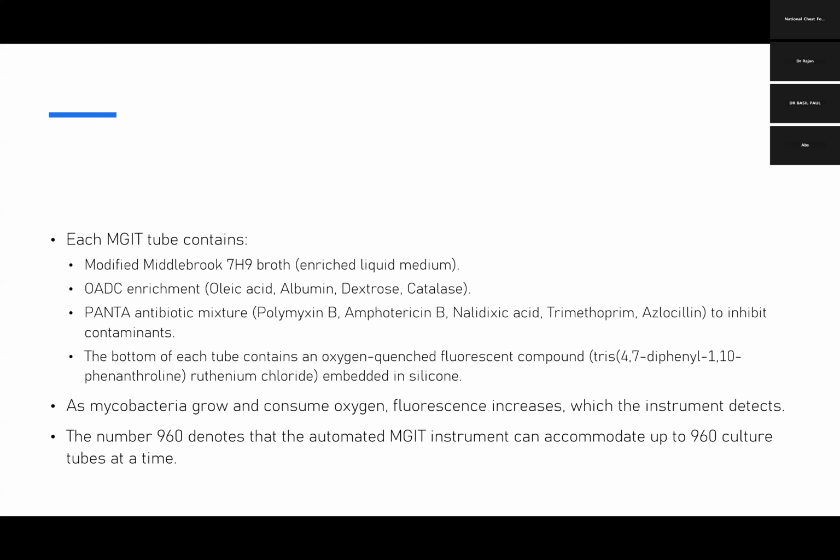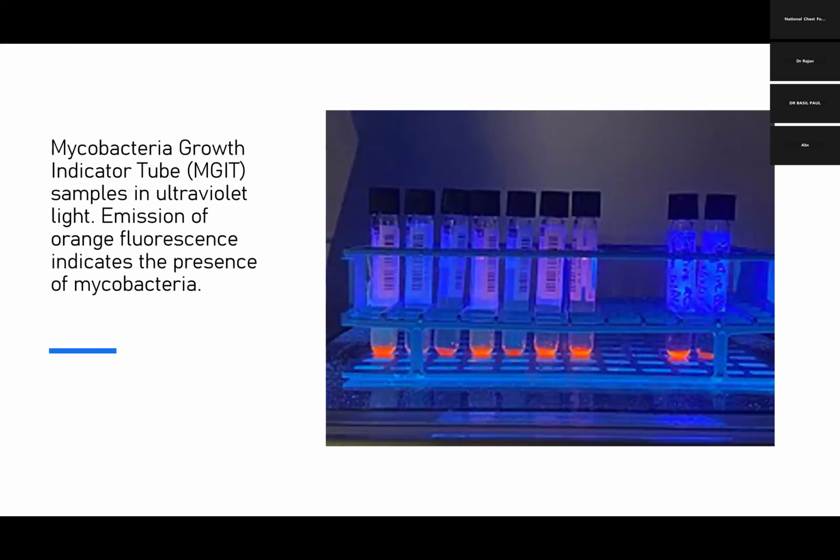So now you might be asking, why is it called 960? 960 denotes that the automated instrument can accommodate 960 culture tubes at a time. The MGIT instrument can accommodate up to 960 culture bottles. That's why it's called 960. So it looks like this. Mycobacterium Growth Indicator Tube, MGIT: under ultraviolet light, emission of this orangish fluorescence indicates the presence of mycobacteria.